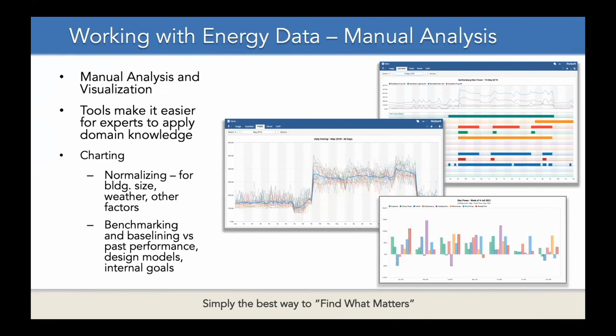Manual analysis, where we use charting, graphing, a whole variety of visualization techniques, and we apply our expert knowledge to it. So I'm the expert, I can look at these charts and graphs, and I can determine what these patterns mean, what they lead to, and potentially what types of actions I want to take to improve the performance of my facility. In addition to graphical charting, we would normalize the data perhaps for building size, weather, or other factors. Another common thing we might do with manual analysis is benchmark or baseline, comparing current actual data against historical data for specific periods of time that we want to make comparisons for.